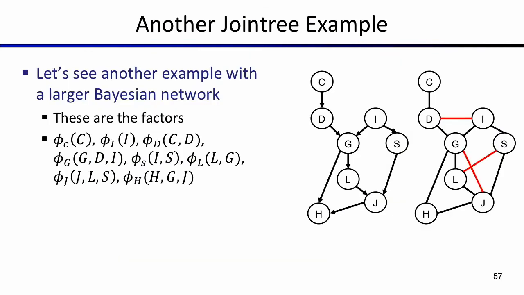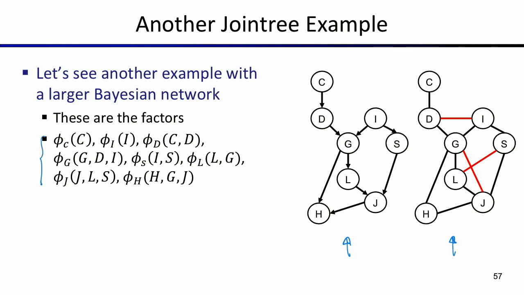So let's take a look at another example now with a Bayesian network. In the previous one we used a simple Markov network. Let's take a look now at a larger Bayesian network. So this is the Bayesian network. This is the moralized graph. So we transformed the Bayesian network into an undirected graph.